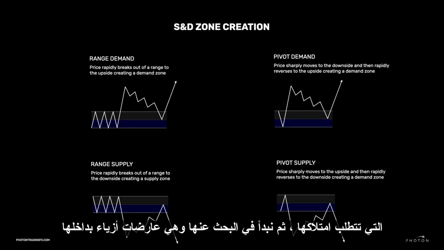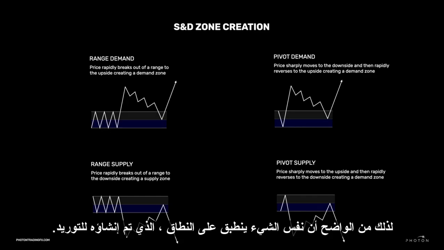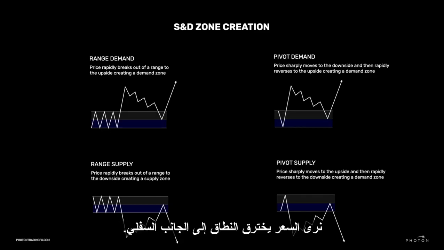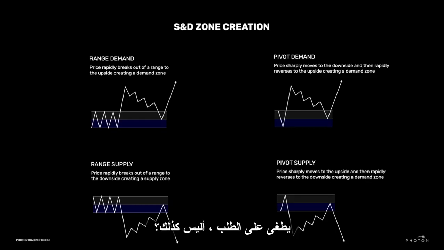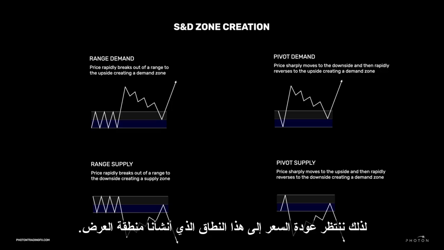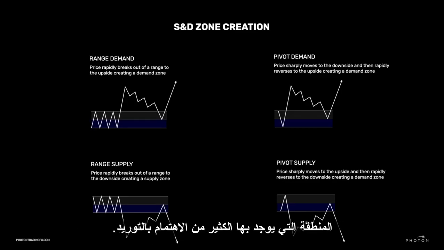And then we start to look for our entry models within that zone. So obviously the same thing goes for range created supply. We see price break out of a range to the downside, clearly indicating that in this case, supply managed to completely overwhelm demand, right? Because it causes that imbalance to the downside. So we wait for price to return to that range created supply zone, where then we look for potential entries to short the next move from that area where there is a lot of supply interest.